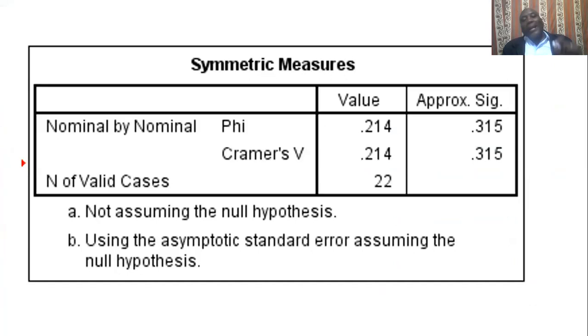Your results will come with the nominal by nominal phi and Cramer's V, which is at 0.214. I am not going to deal with the approximate significance there, but my interest today is generating phi from SPSS. Then we are able to get those values there, and we have to record them the way they appear and interpret them the way they are supposed to be interpreted.